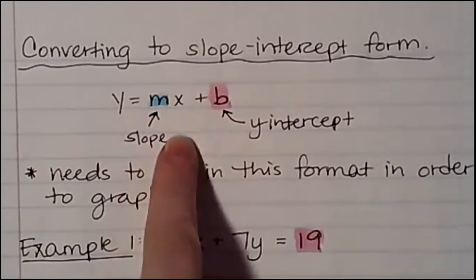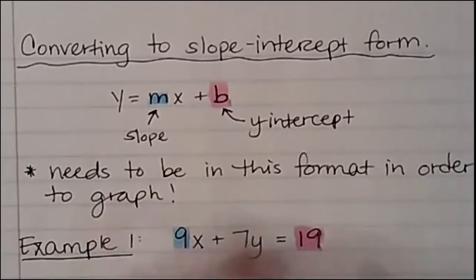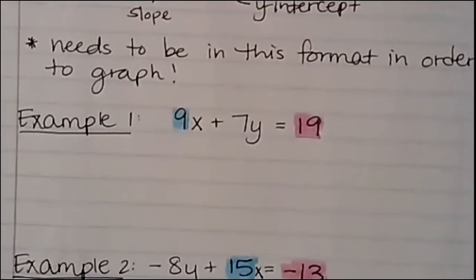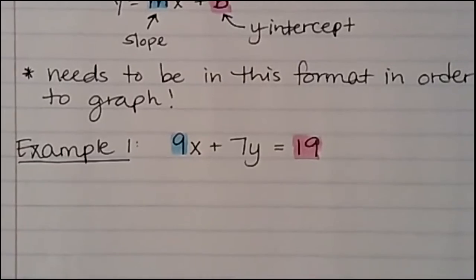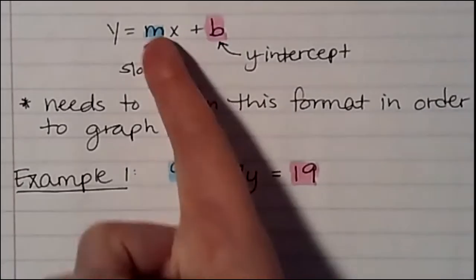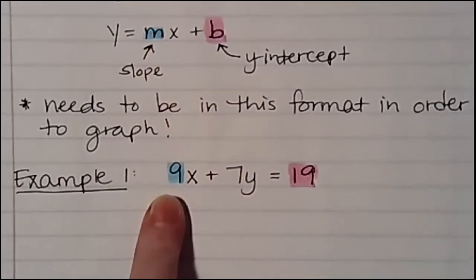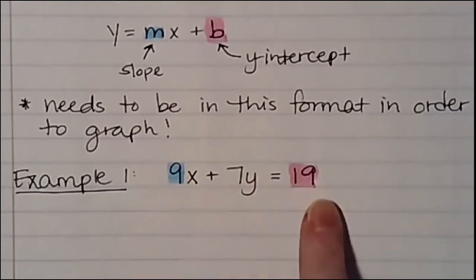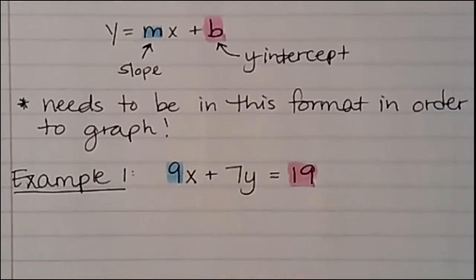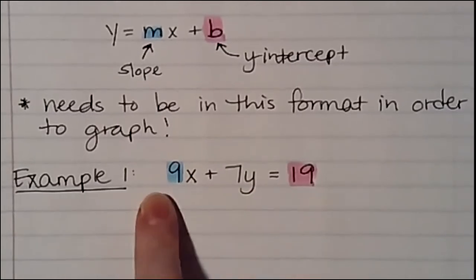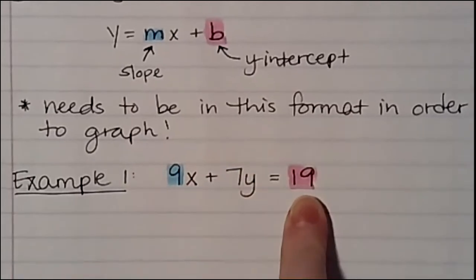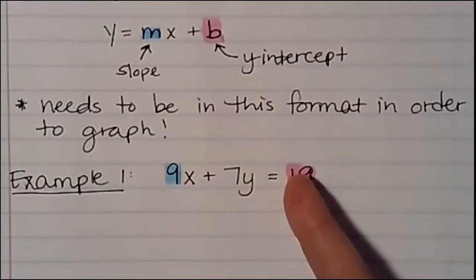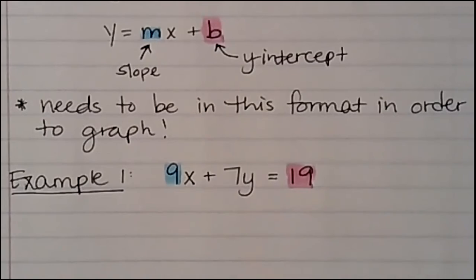So I went over this. Again, it needs to be in this format in order to graph. The first example that we have is 9x plus 7y equals 19. As you can see, I've color-coded my notes already. I've identified where the slope is and the y-intercept. The number in front of the x is the slope, and the constant, the number that's hanging out with no variable, is the y-intercept, okay?